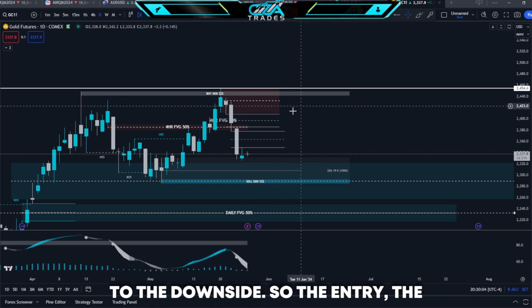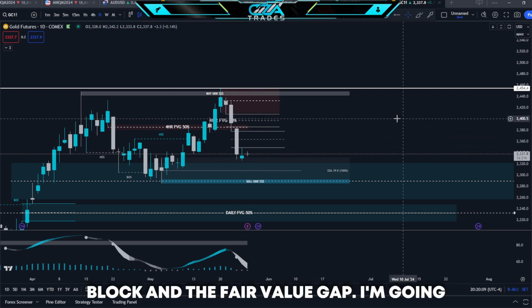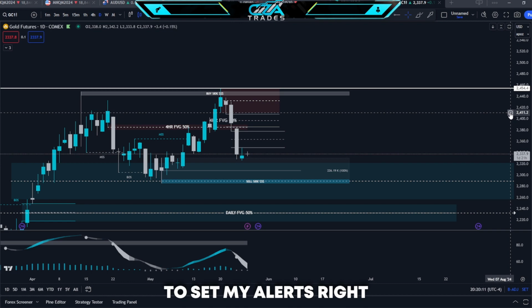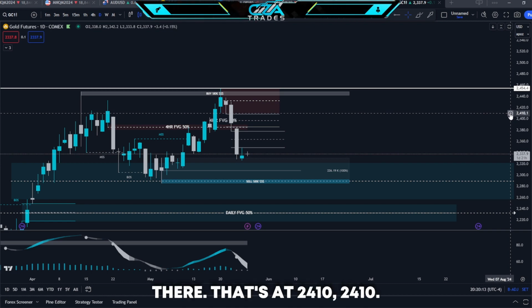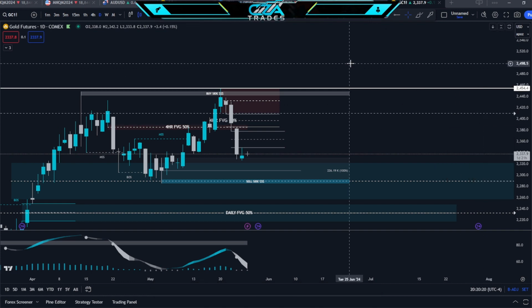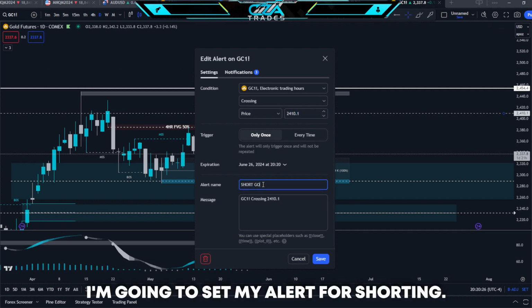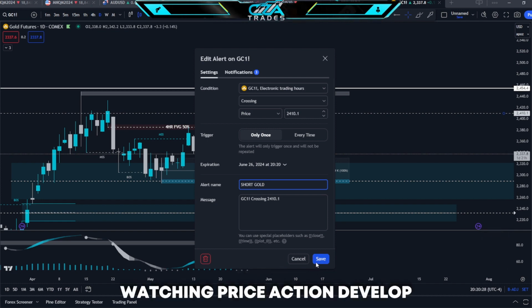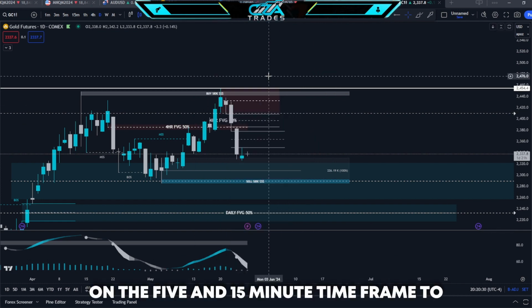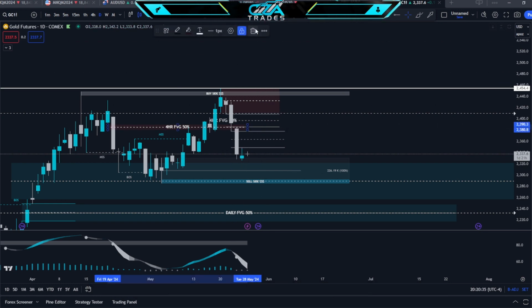So the entry, the cleanest entry would be right here. This overlap of the order block and the fair value gap. I'm going to set my alerts right there. That's at 2410, 2410. I'm going to set my alert for shorting. We're also going to be watching price action develop on the 5 and 15 minute time frame to make sure that it is a clean entry for us.